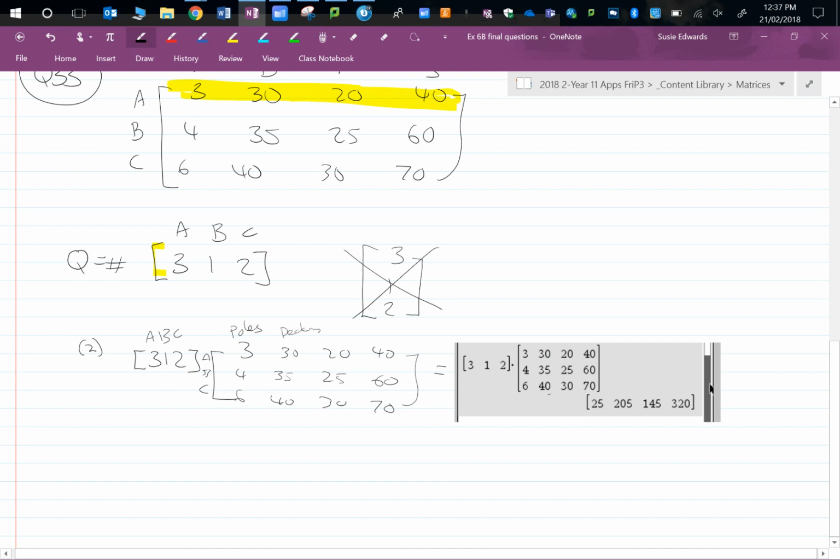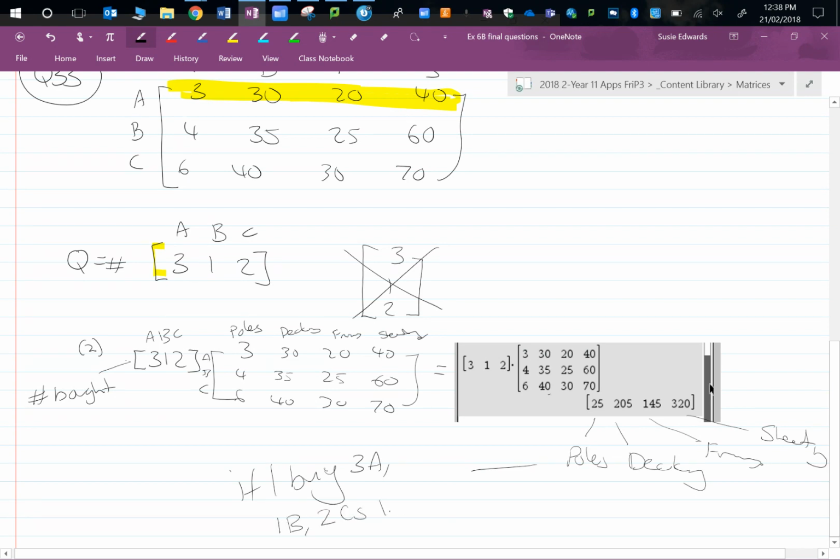Poles, decking, framing, sheeting. And what was the side over here? The number bought. So if the one which we kind of disappeared was the A, Bs and Cs, then our answer is going to be for that many things. Yeah. So if I buy 3 A's, 1 B and 2 C's, I will need 25 poles, 205 lots of decking, 145 lots of framing and 320 sheeting. Yes. Yeah.